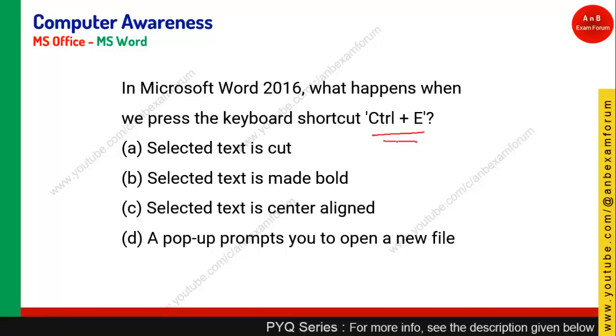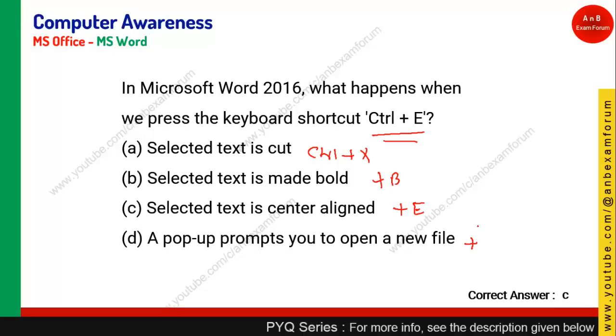Okay, a very simple one. Student, the basic shortcut you should know. If you need to cut the selected text, then it is Control plus X. If you want to make it bold, Control plus B. If you want to make center line, then Control plus E. Okay, and a prompt when to open a new line, then Control N.